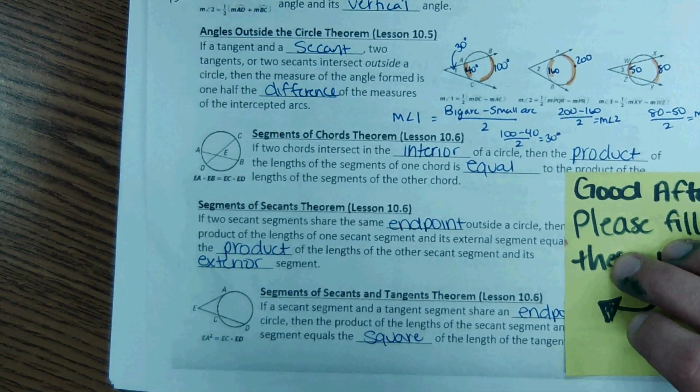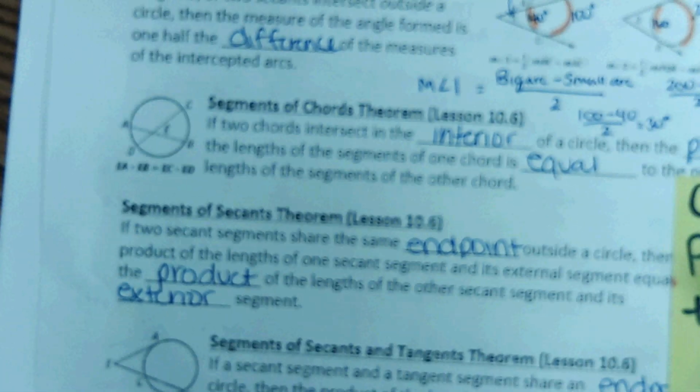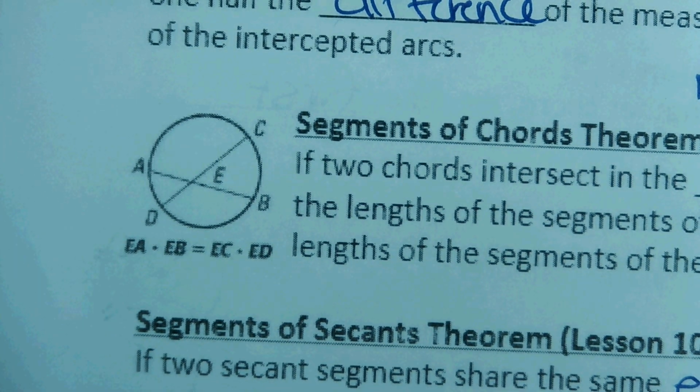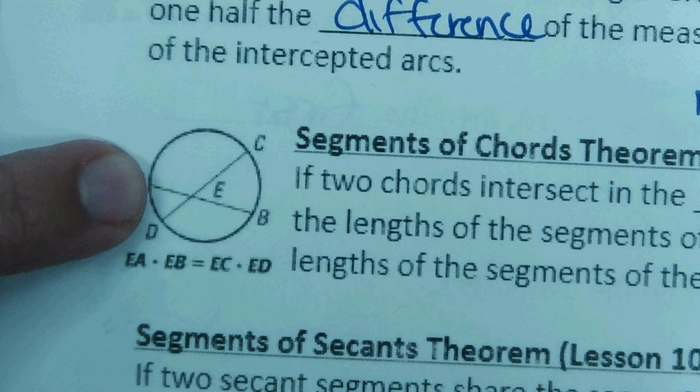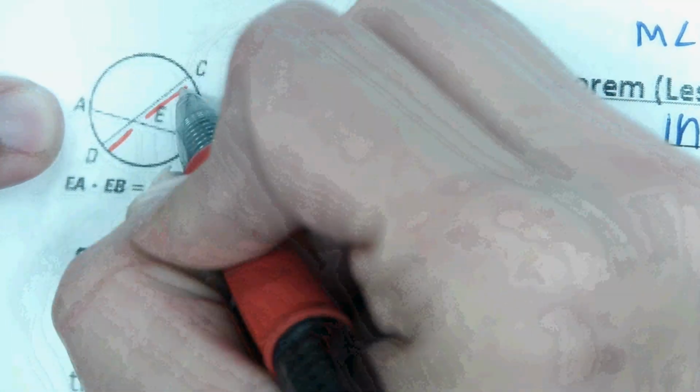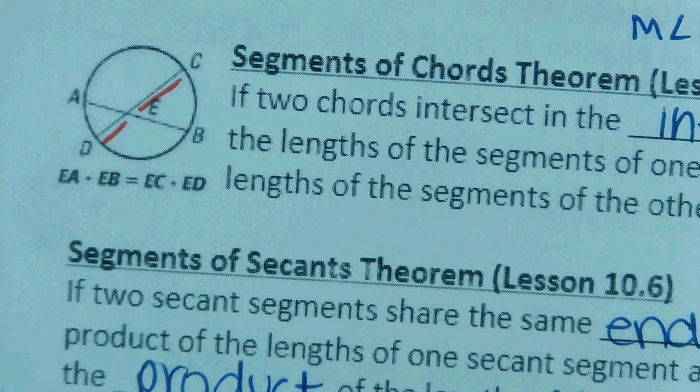First one right here, I'm going to just zoom in on the picture to show you what it means in the picture. So on this picture, we're finding the lengths of the segments. The way this works is this length times this length equals this length times this length.